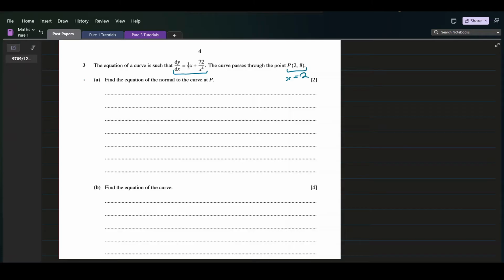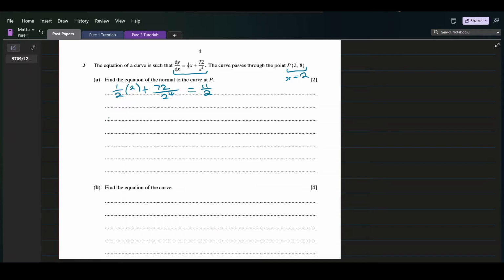So let's substitute x equals 2 into dy/dx. That becomes half times x, which is 2, plus 72 over 2 to the power 4. If you punch that into the calculator, 1 over 2 times 2 plus 72 over 2 to the power 4, that gives us 11 over 2. So it means the gradient of the tangent is 11 over 2.